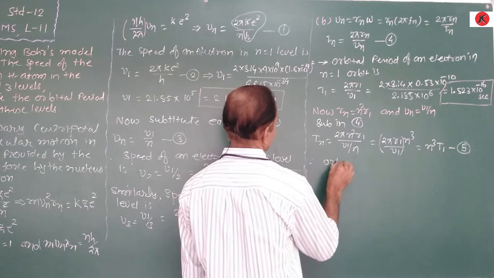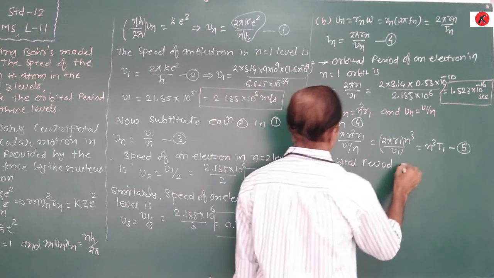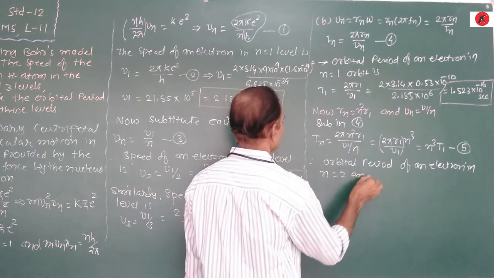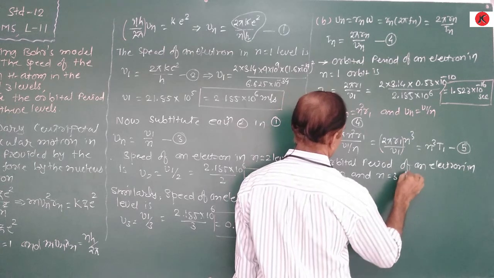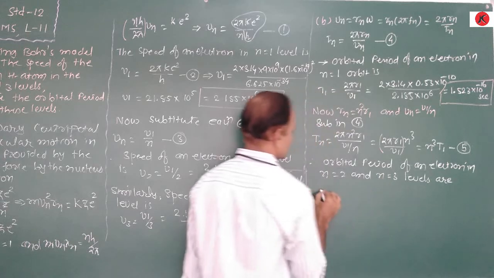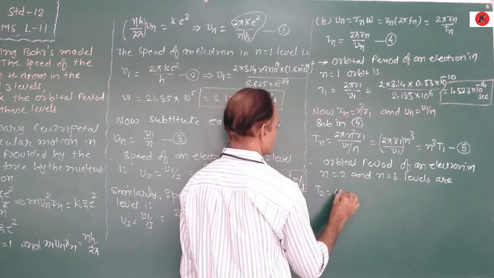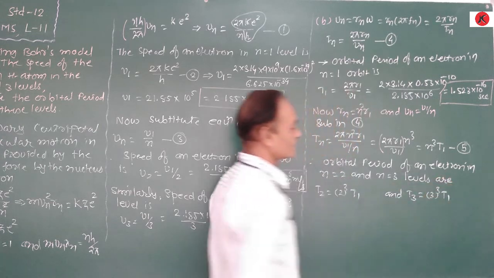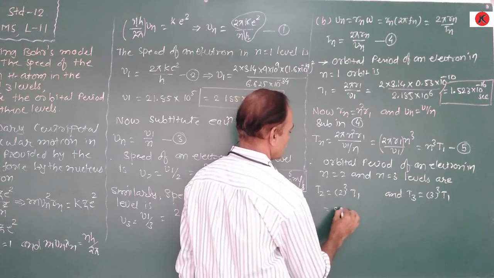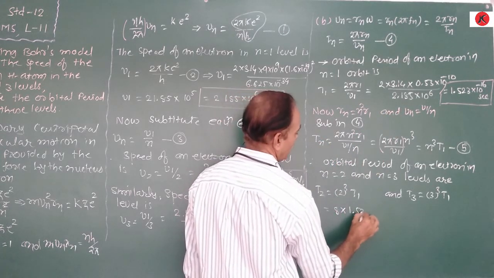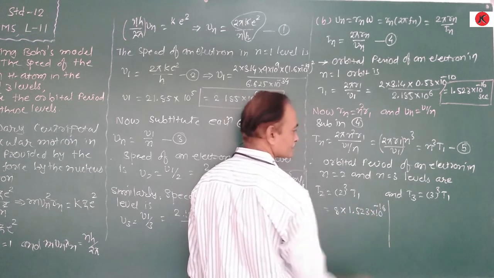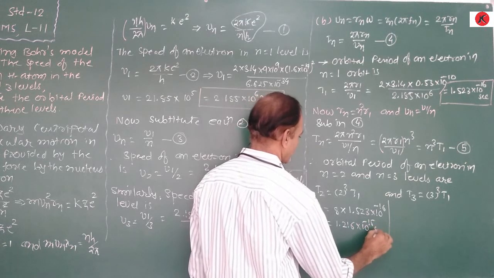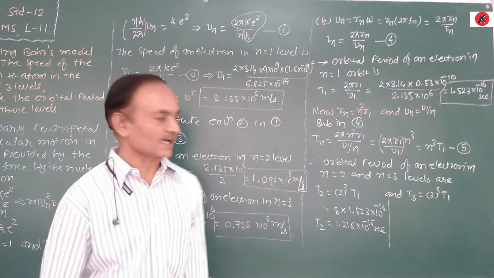Therefore, the orbital period of an electron in n is equal to 2 and n is equal to 3 orbits, so the levels are T2 is equal to 2 cube into T1, and T3 is equal to 3 cube into T1. 2 cube is 8 into T1, where T1 is 1.523 into 10 to the minus 16. Right? Therefore, 1.216 into 10 to the minus 15 seconds is the periodic time of an electron in second orbit.